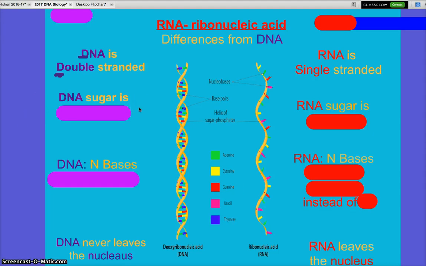DNA sugar, what is it? 5-carbon sugar called D for DNA. D for what's the sugar name? Deoxyribose. D for DNA. D for deoxyribose. RNA sugar is ribose. No deoxy. No di. Just one.